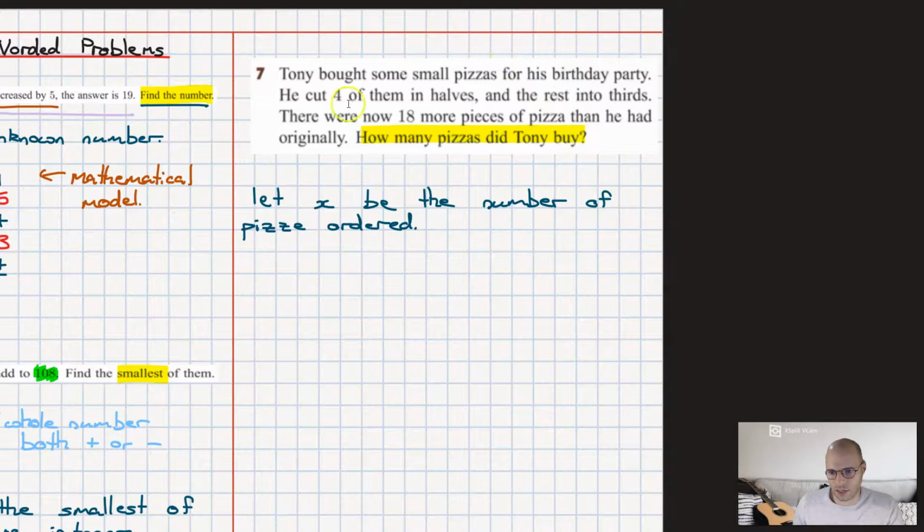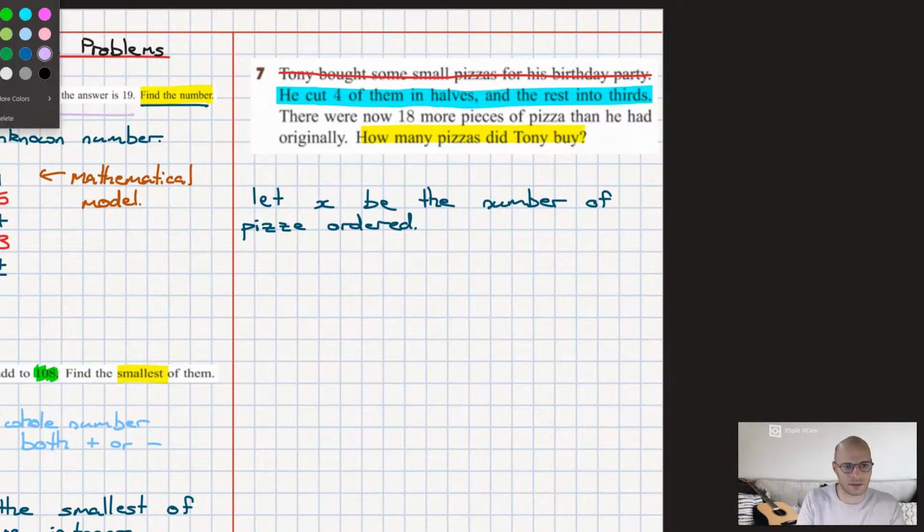Now let's have a look at how we can break this down. Tony bought some small pizzas for his birthday party. This sentence here is superfluous. It serves no help in the problem itself. He cut 4 of them in halves and the rest into thirds. There were now 18 more pieces of pizza than he originally had. So deconstructing, I should say, we have this first part here. He cut 4 of them in halves and the rest into thirds.